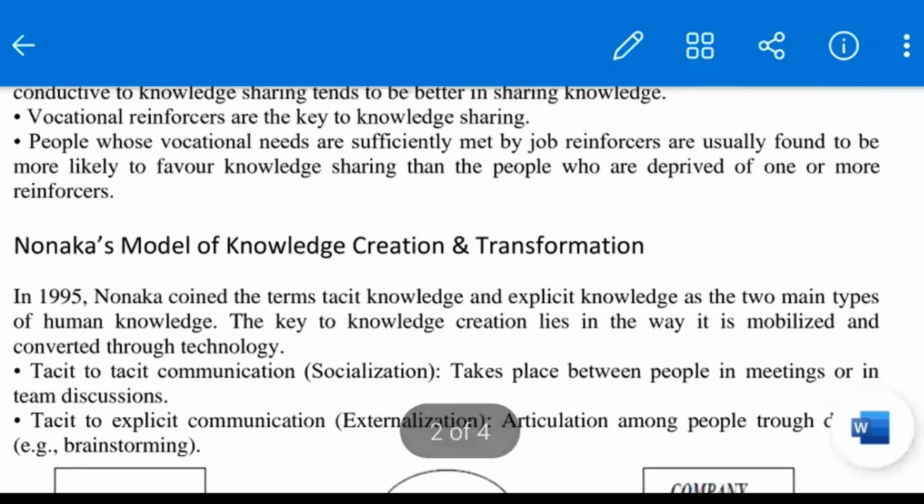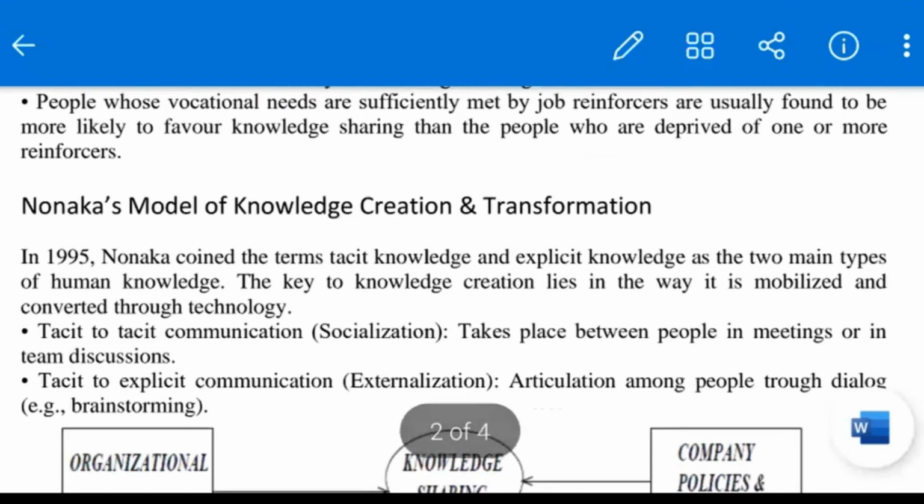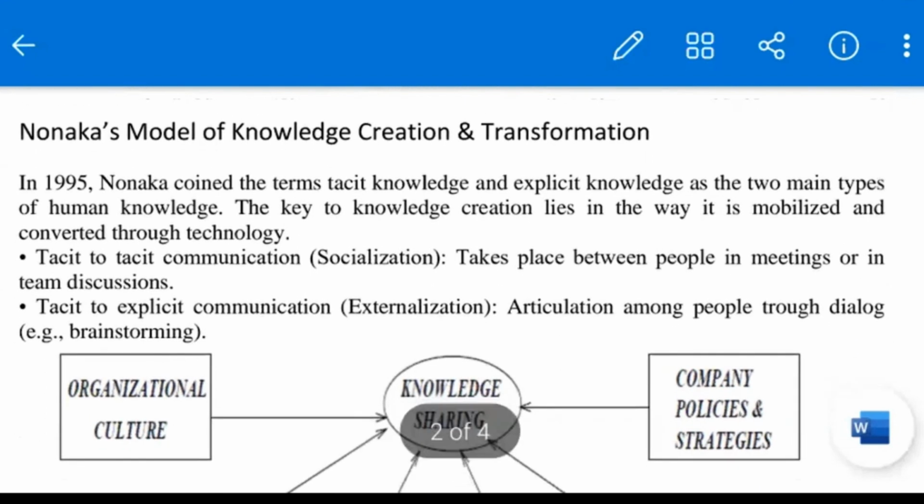So some are in favor of sharing the knowledge, some are not. Based on those, Nonaka's model was created in 1995, and he stated that basically there are two types of knowledge. One is tacit knowledge and another is explicit knowledge. And we have learned about this briefly in our last unit also.